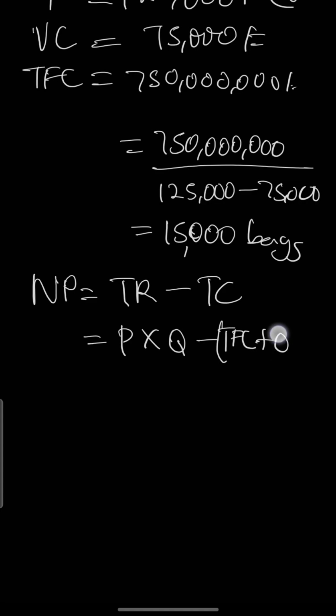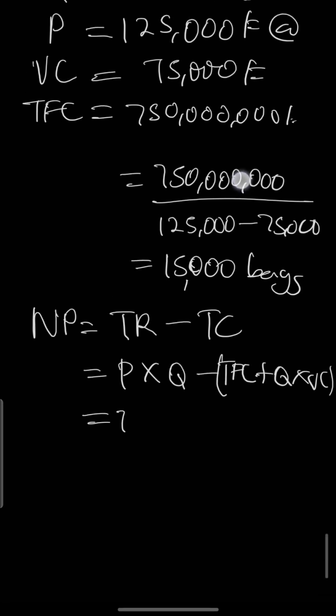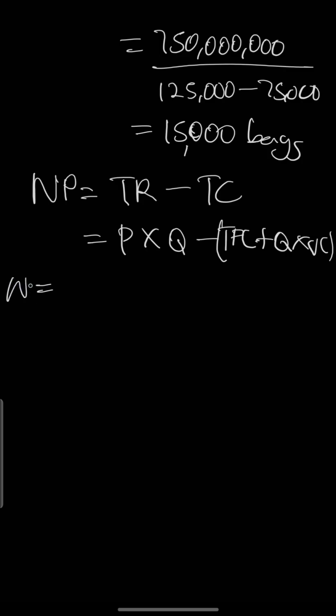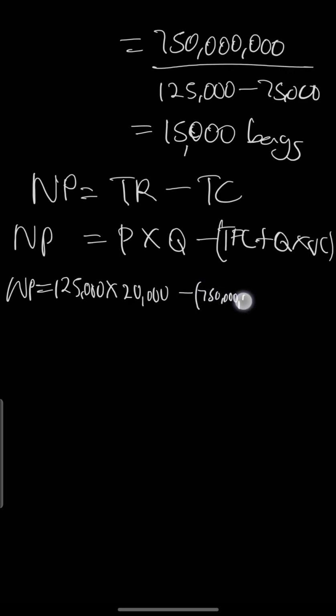Total variable costs is Q times VC. So we know our price is how much? 125,000 from the question given. So let me start writing from here. Net profit will be 125,000 times the quantity. They talked of 20,000 bags, right? Minus the total fixed costs, which was 750 million, plus our quantity of 20,000 times the variable cost of 75,000.